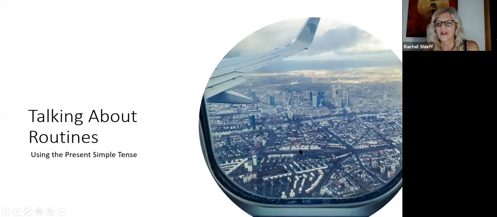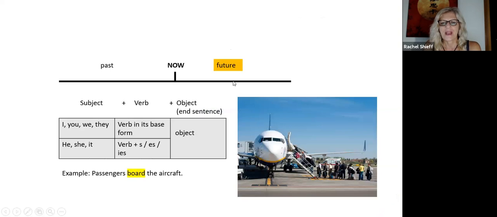So this is a great photo. I'm not sure where it's taken, but very clear view of the city and the river below. So talking about routines using the present simple tense. Here we have the timeline showing the past, the future, and now.